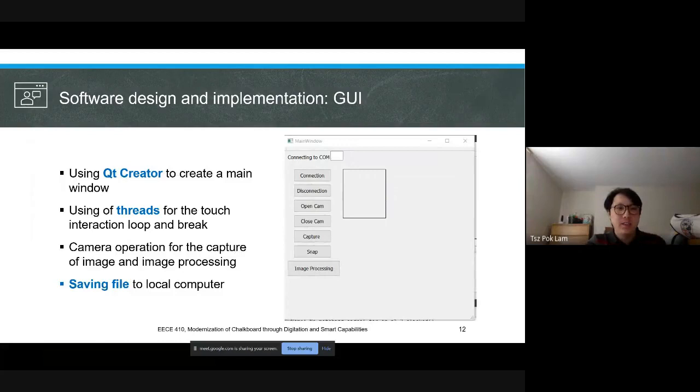So the last design of our software is the GUI. We're using Qt Creator to create the main window. You can see there are connection and disconnection buttons, and we are using threads for the touch interaction loop, and to break it and connect with the Arduino for the touch system. The other buttons, open camera, close camera, capture, snap, and image processing, are for the camera operation, capturing the image and image processing. After that, the image can be saved on your local desktop.